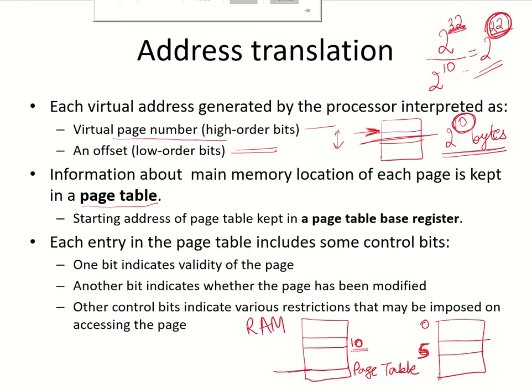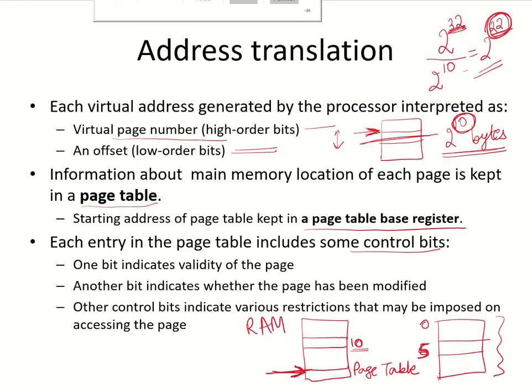The starting address of this page table is kept in a register which is called the page table base register. So what does this page table contain? It contains the location of the virtual pages in the page frames of the RAM. That is one main thing it is storing. Apart from that, it is also storing some control bits.